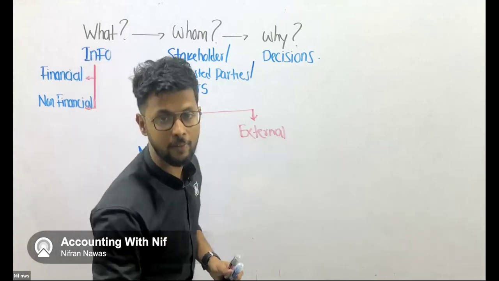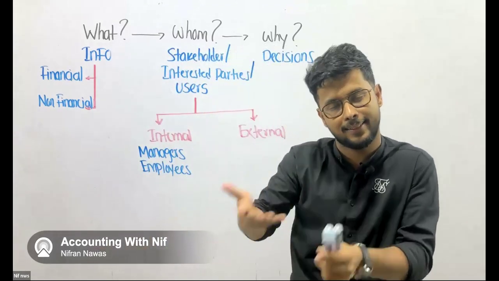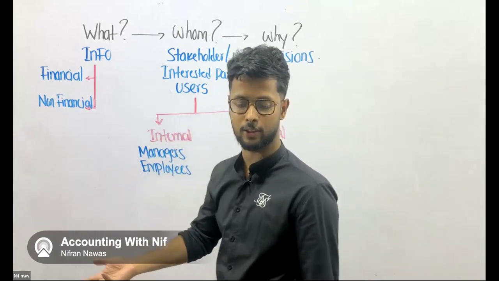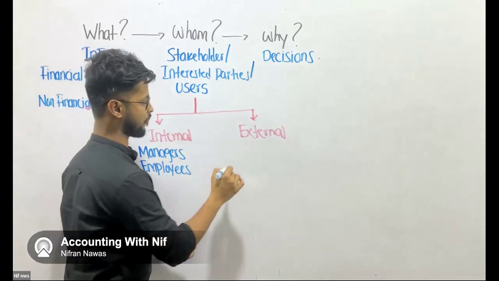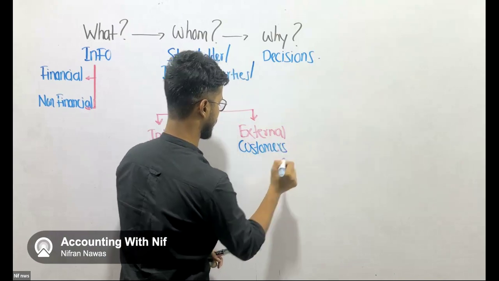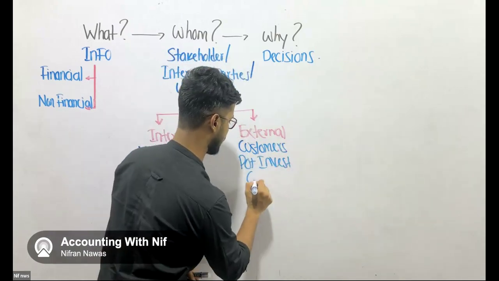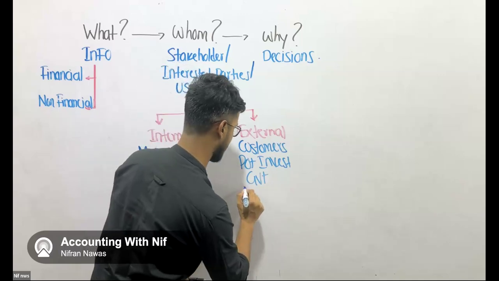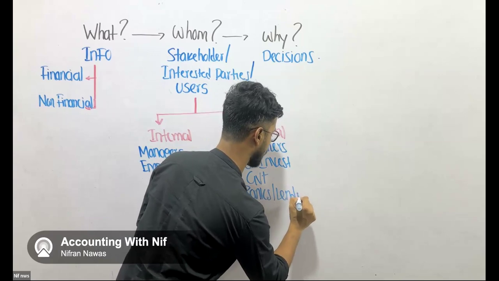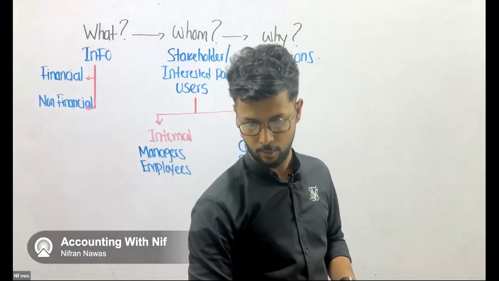We've got employees. Even employees, do they exist out or do they stay in? They stay in. So these people are internal stakeholders. And when it comes to external stakeholders, we've got a bunch of people you might know. We've got customers. Okay, we've got potential investors, right? And then we've got the government, and then we've got banks or ideally the lending institutions. All these group of people fall under external, right?